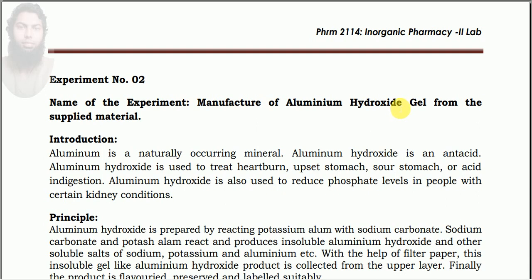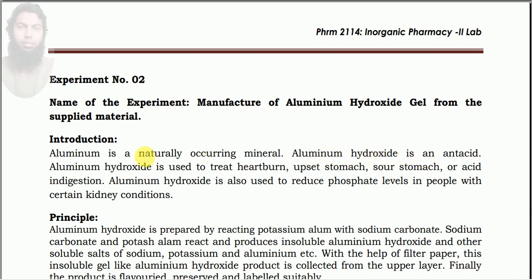In the antacid tablet, there are basically two ingredients. One is magnesium hydroxide and another is aluminum hydroxide. And in this experiment number 2, we are going to manufacture aluminum hydroxide gel. So let's know what is aluminum hydroxide. Aluminum is a naturally occurring mineral. Aluminum is an element. Aluminum hydroxide is an antacid. Aluminum hydroxide is the salt of aluminum.